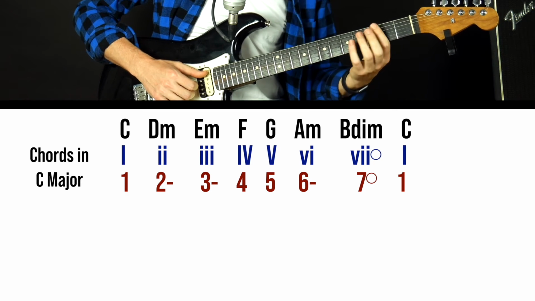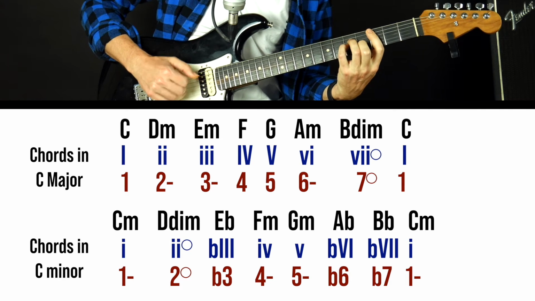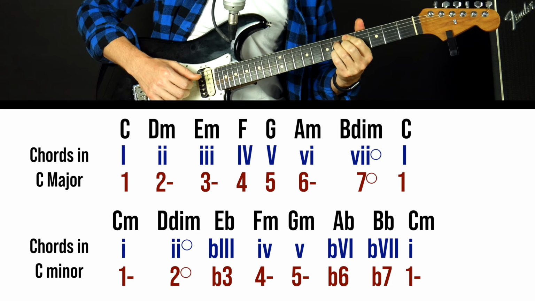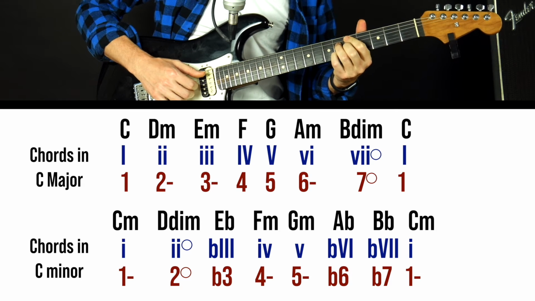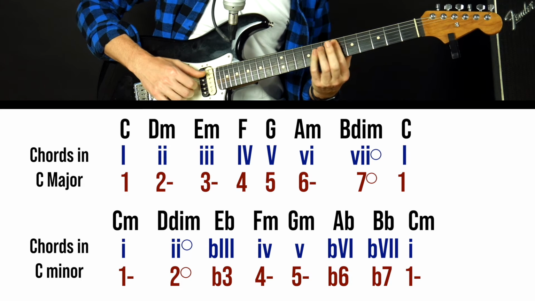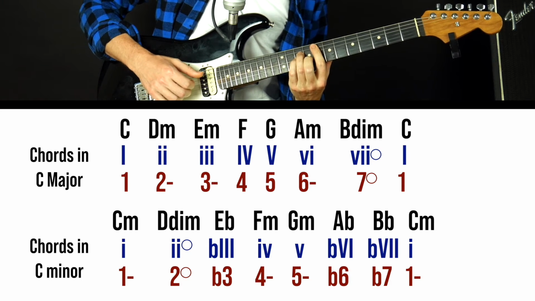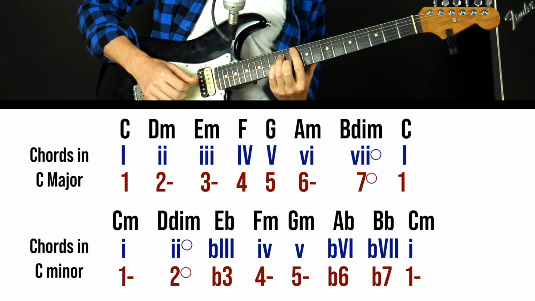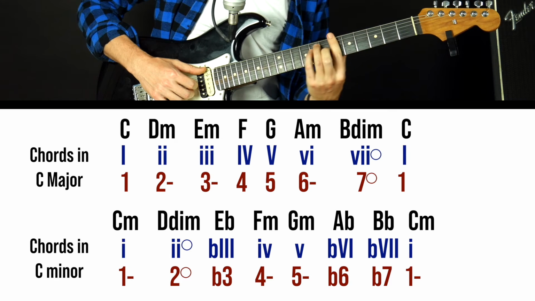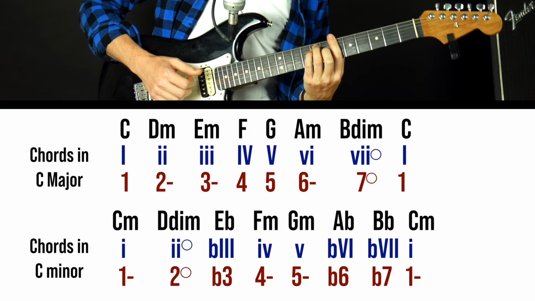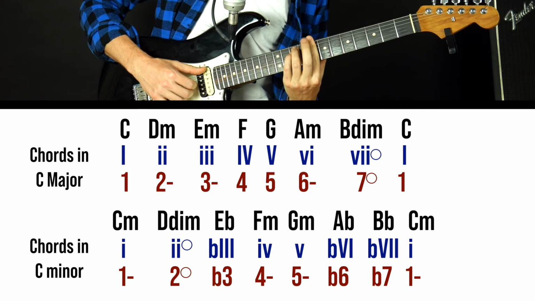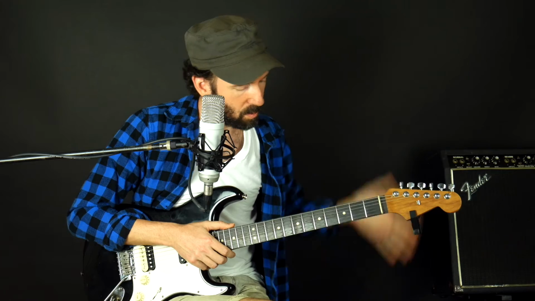Now if it was C minor, then we have 1 minor, C minor, 2 diminished, D diminished, 3 flat 3 major, E flat major, 4 minor, F minor, 5 minor, G minor, A flat major, flat 6 major, B flat major, flat 7 major, back to C minor 1. So that's how that works.